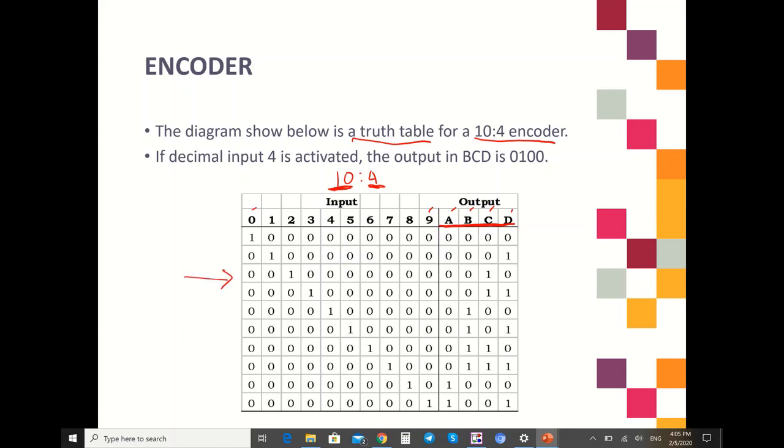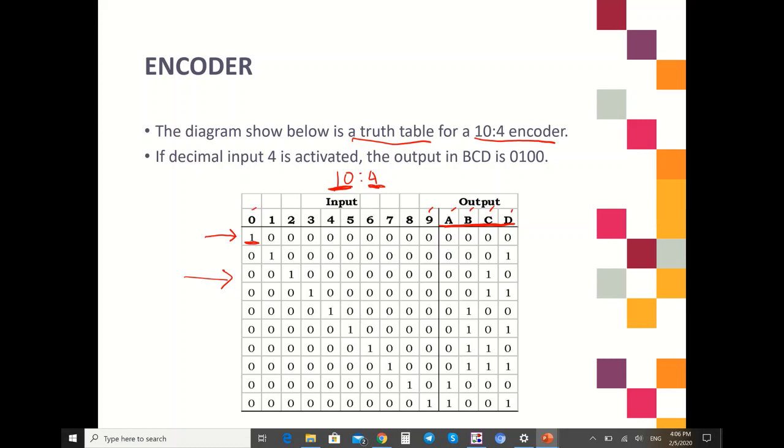Based on the input value, in the previous explanation it said that an encoder has several inputs, but only one input can be activated at one time. For example, for the first row, what is meant by 1 under the value of 0? It means that you activated number 0. Imagine a calculator: you press 0, meaning you activate the 0 on your calculator. So that's why you put 1 under 0.